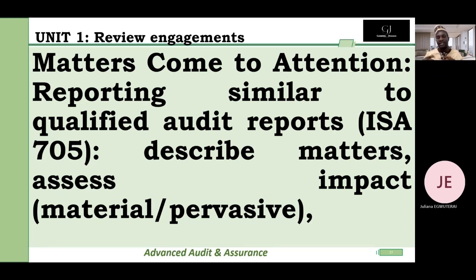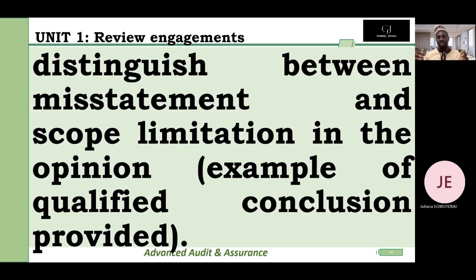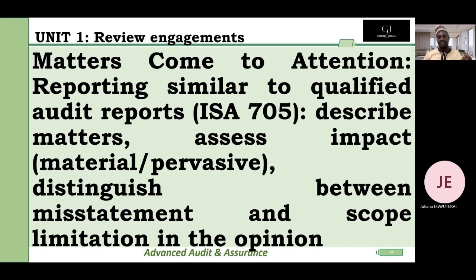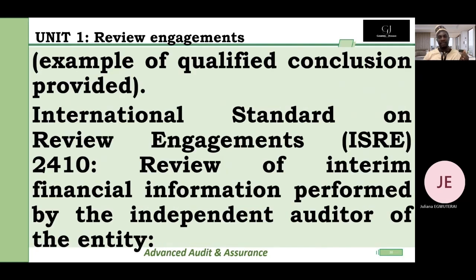We'll also describe matters and assess the impact of the matters that have come to their attention, and whether they are material and pervasive in nature. We also need to distinguish between material misstatements and the scope limitation in the opinion. So for example, a qualified conclusion provided is a perfect example. Okay, I think I'm duplicating the slides here now.